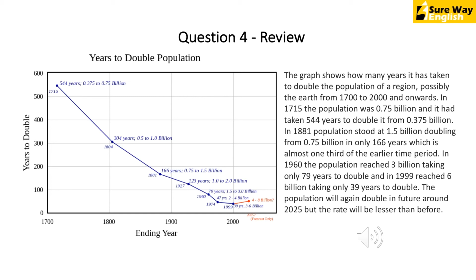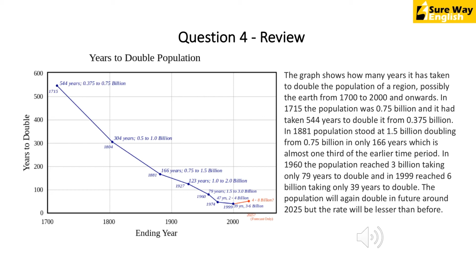And then it says that in 1715 the population was 0.75 billion and had doubled in 544 years. Now, an important thing to notice is that the sample response has picked some of the points and has left some of the other points, because it's not possible to cover each of those. So not possible to say 1715, then talk about 1804, then 1881, and so on, because you only got 40 seconds.